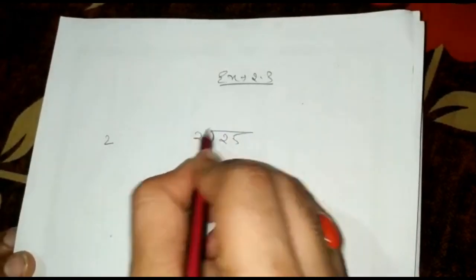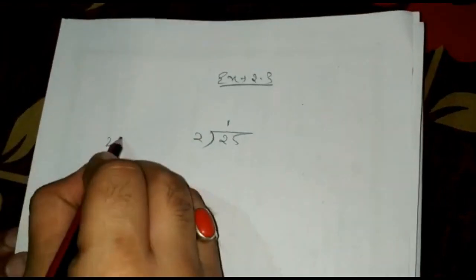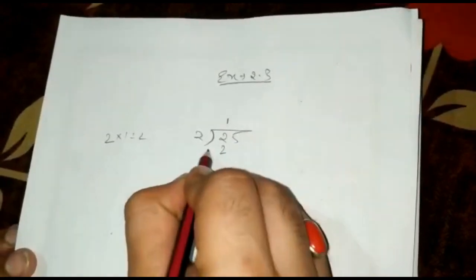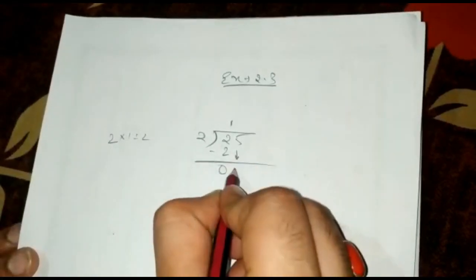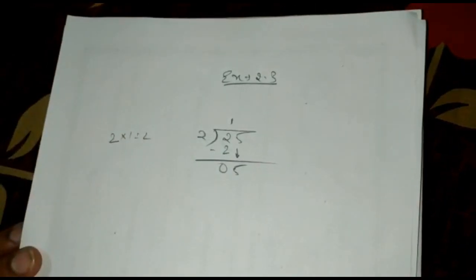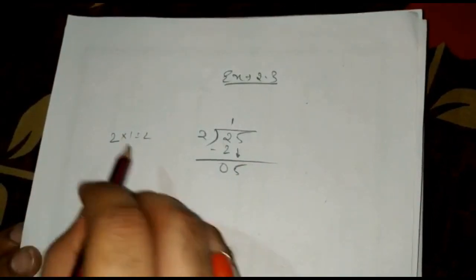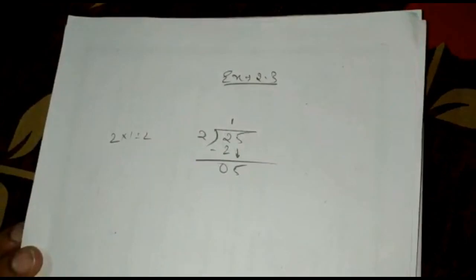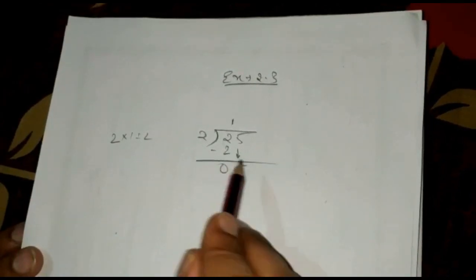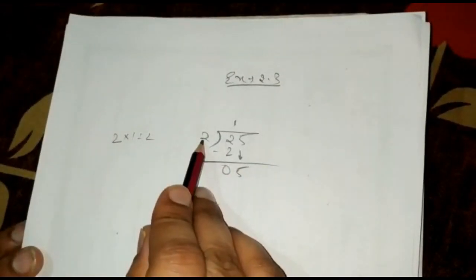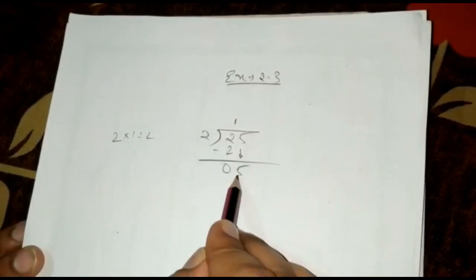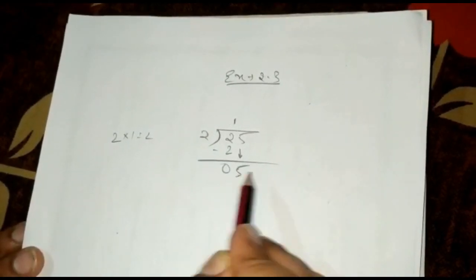We know that when we multiply 2 into 1 it gives 2. When we subtract it, here we get 0, and when we bring down the 5, it will become 05. So we have to find a number which we multiply with 2 so that we get a number which is either equal to 5 or less than 5.